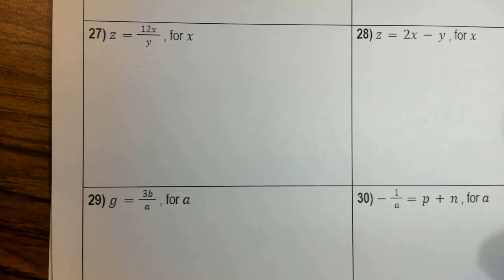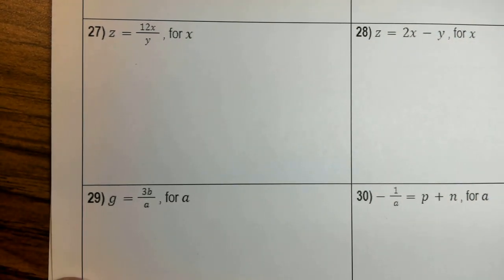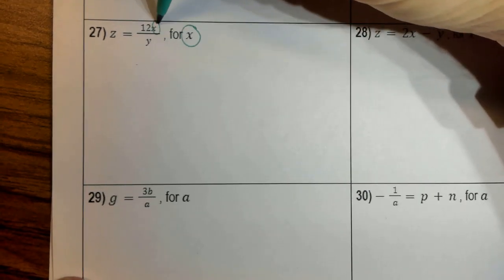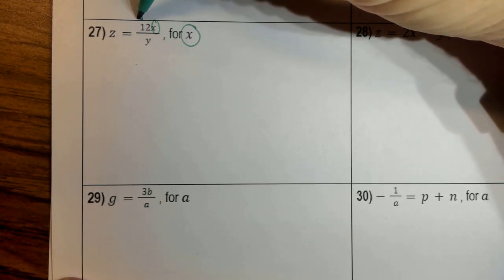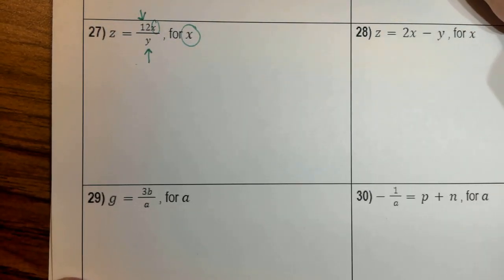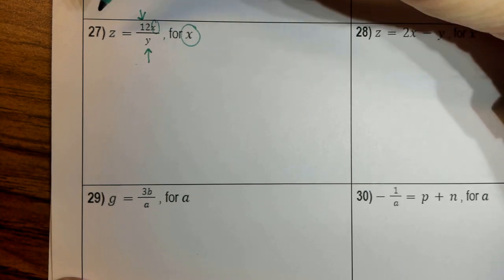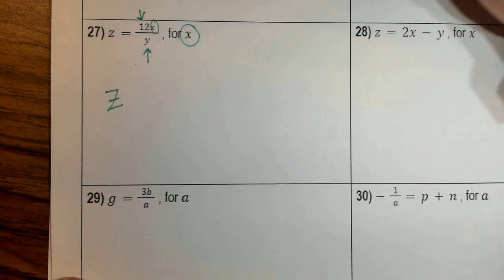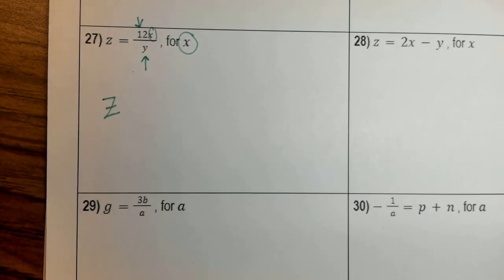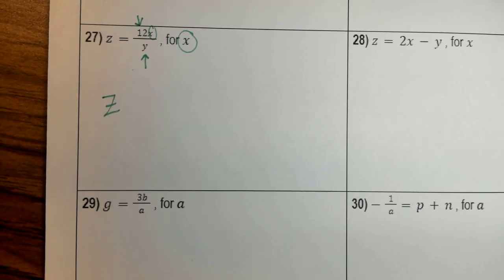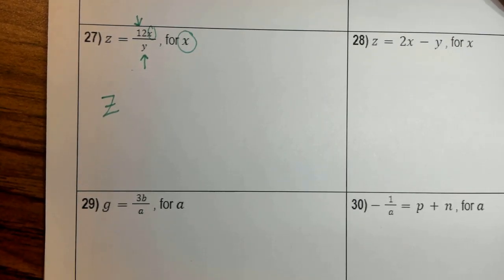Okay, I want x. X is at top. I need to get rid of this 12 and the y. So I'm going to start with z. Z is such a cool letter, right? Or it just got left behind, that's why it's the last one. I don't know. Things that you will never find out.